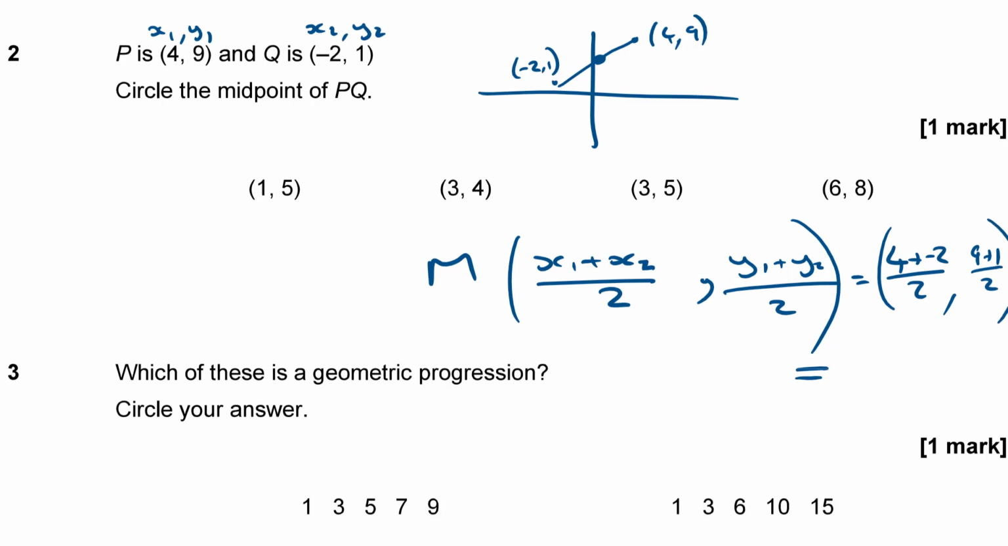And that's equal to 4 plus negative 2 is 2, divided by 2 is 1, and 9 plus 1 is 10, divided by 2 is 5. Okay, so the midpoint then is (1, 5). Is that one there?